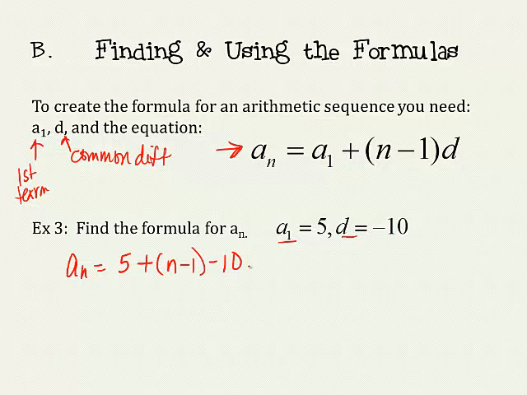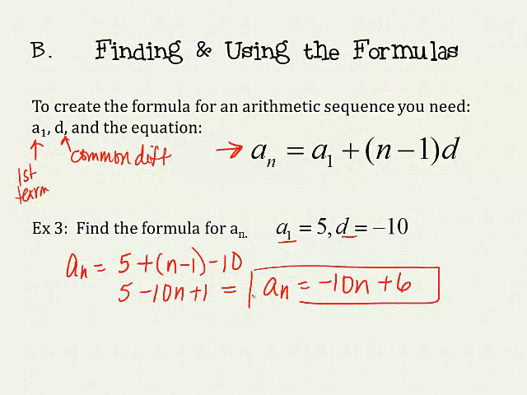Well, d is negative 10. I don't stop here. I get rid of parentheses. I solve it out. So negative 10 times n is negative 10n. Negative 10 times negative 1 is positive 10. If I finish this off, I find out that a sub n is negative 10n, and 5 plus 1 is 6. So this would be my formula. If it asks you for the explicit formula, this is what it's asking for. Using this equation, a sub 1, d, plug it in, find that equation form.